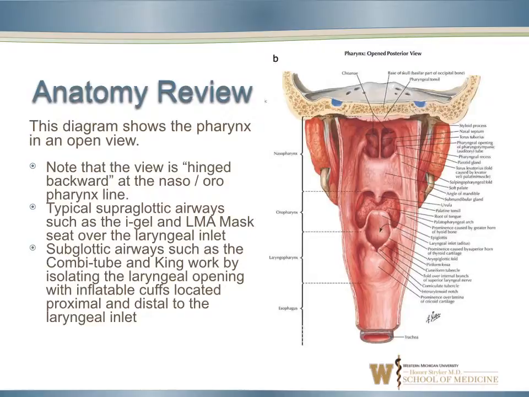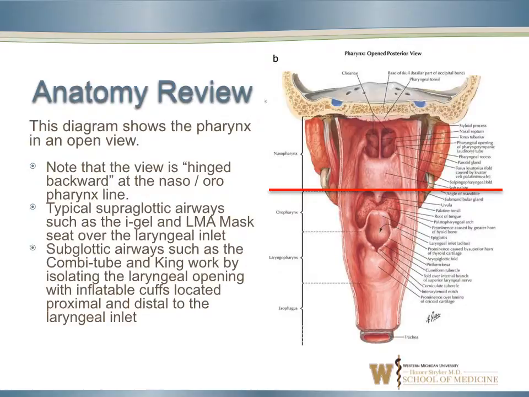This diagram shows the pharynx in what we call an open view. So the pharynx has been hinged to help reveal the structures. It's positioned as though it were looking into the screen. If you look to the bottom of the diagram, you can see the trachea in the front and the esophagus towards the rear, just as you'd be sitting in your seat looking at this.